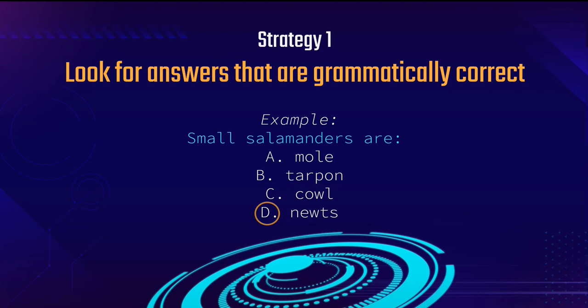For example, small salamanders are: A. Mon, B. Tarpon, C. Coal, D. News. The correct answer is D. Salamanders is plural, so the answer needs to be plural.